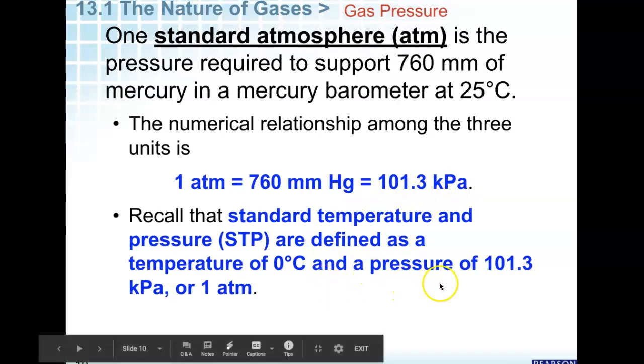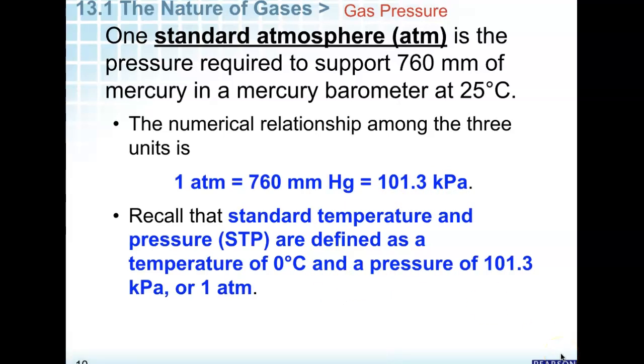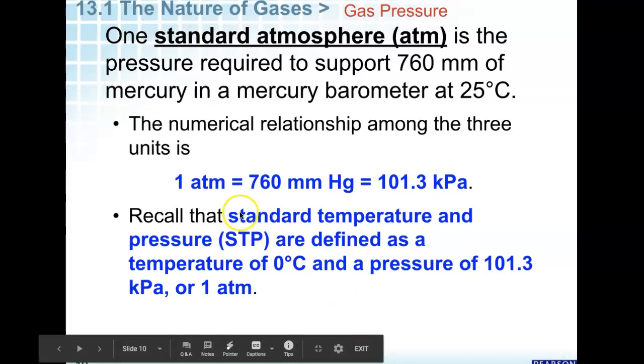If you remember, standard pressure was defined as a pressure of 101.3 kPa, 1 atmosphere, or 760 mmHg. And then standard temperature was 0 degrees Celsius. You'll need to know those things for our next unit, so it wouldn't be a bad thing for you to remember what STP stands for and what the values are for STP.